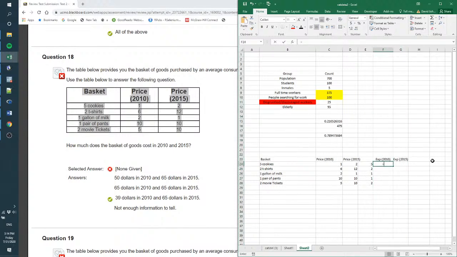There we go. So it's just going to be the price in 2010 times the amount of goods that we're buying. So let's just go ahead and fix that reference cell so we can just drag everything. So we spent $5 on cookies, $12 on t-shirts, $2 on milk, $10 on pants, and $2 in movie tickets. Let's sum up these expenditures.